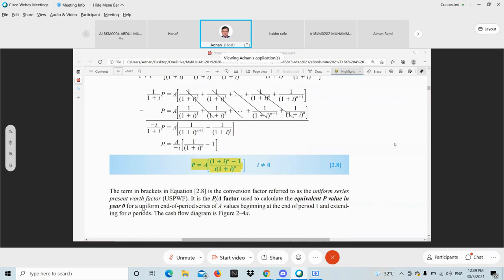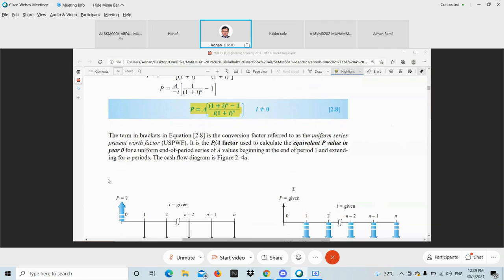Okay, yes, correct. It's a growth rate, or interest. Okay, so now we see that the term in the bracket is actually the conversion factor, also called the uniform series present worth factor, which we can get from the table at the back, or from Excel, or by using this formula. Okay. So the P/A factor calculates the equivalent P value in year 0.